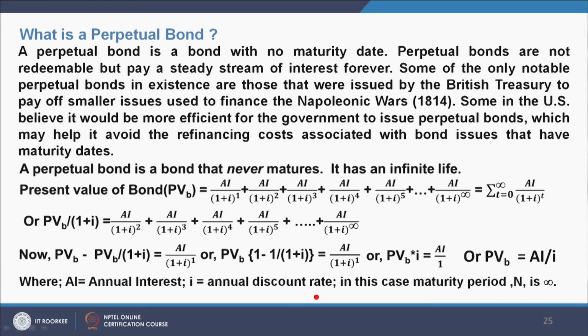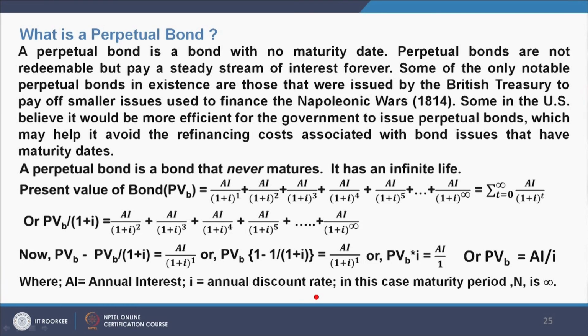A perpetual bond is a bond that never matures. It has an infinite life. So, the perpetual bond's present value PB is equal to AI divided by (1+I) to the power 1, plus AI divided by (1+I) to the power 2, like this up to AI divided by (1+I) to the power infinity. So, it is a summation of t equal to 1 to infinity of AI/(1+I)^t. AI is the per period interest which the bond is paying and I is the discount rate.